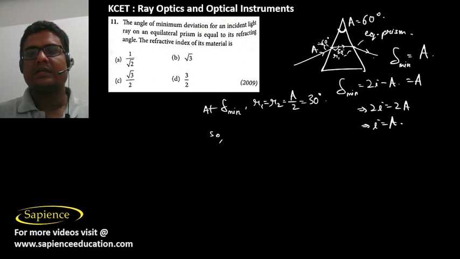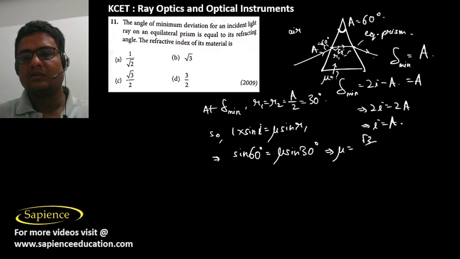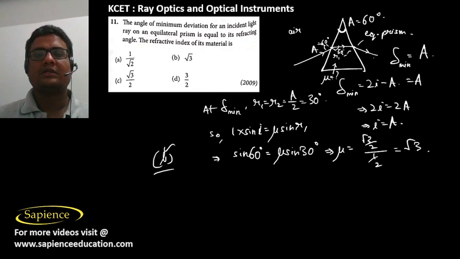So if we apply Snell's law, here we have air and here we have the prism whose refractive index is suppose mu, which we have to find. Applying Snell's law, 1 into sine i is equal to mu into sine r1. So sine 60 degrees is equal to mu into sine 30 degrees. So mu will be equal to sine 60, which is root 3 by 2, divided by sine 30, which is half, which is equal to root 3. So option B is the correct answer.